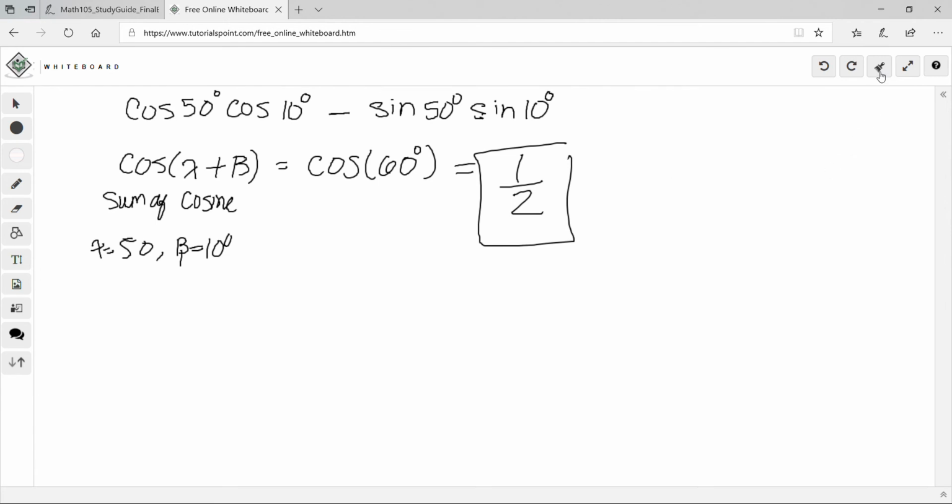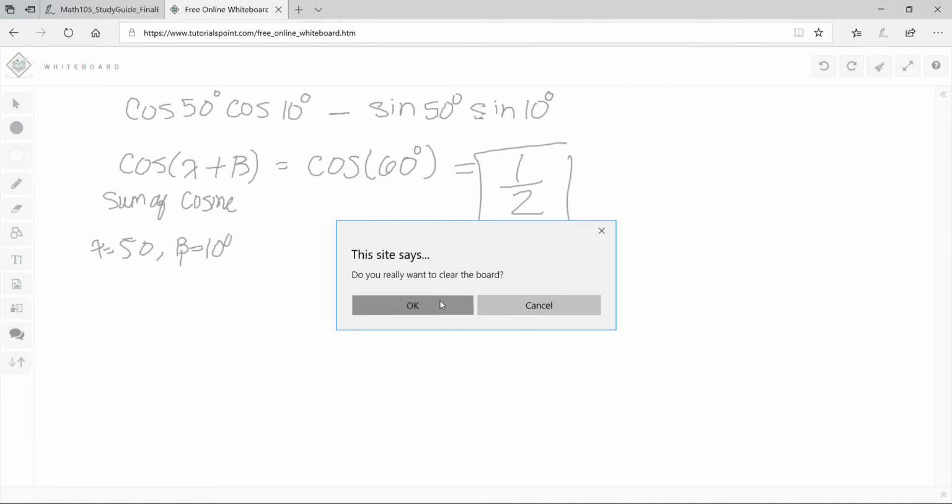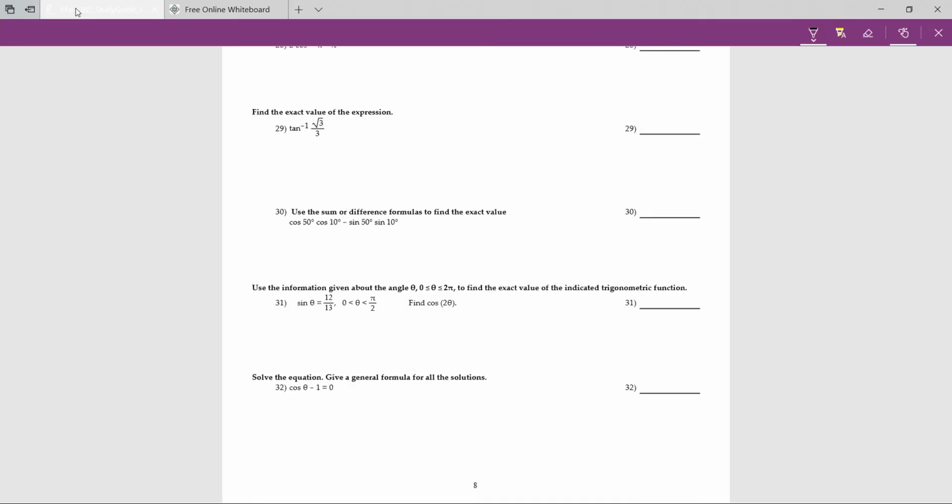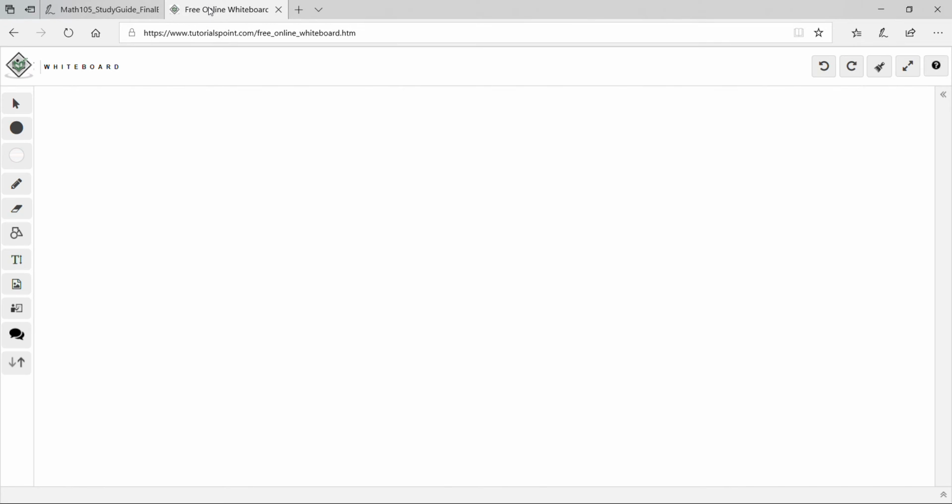That's 30. 31 says, use the information given about angle theta from 0 to pi/2 to find the exact value of an indicated trigonometric function. So 31 says, you have a sine theta of 12/13. Theta is from 0 to pi half, sorry, not 2 pi. So our boundary is only in quadrant 1.